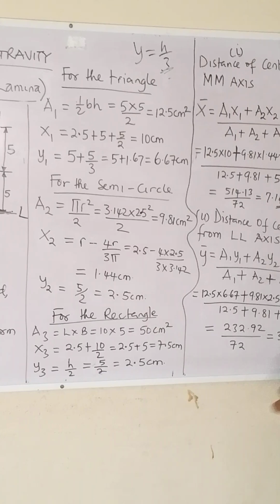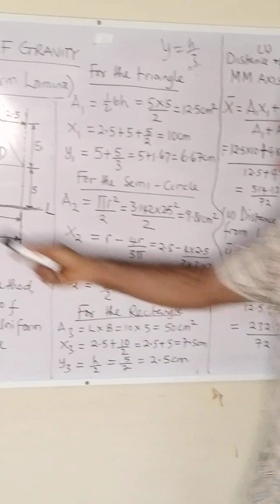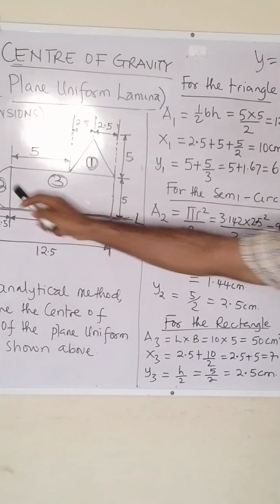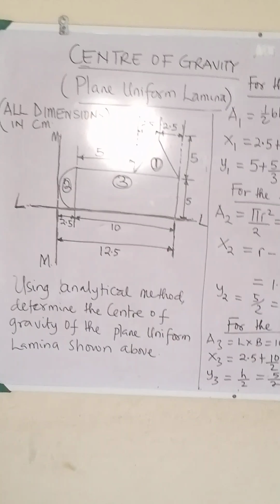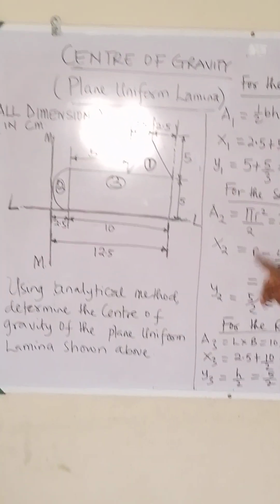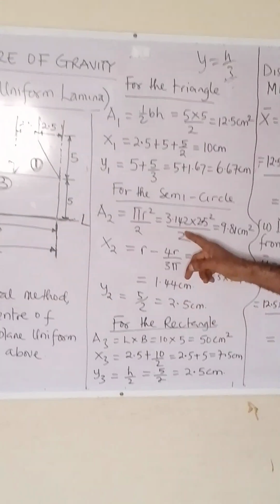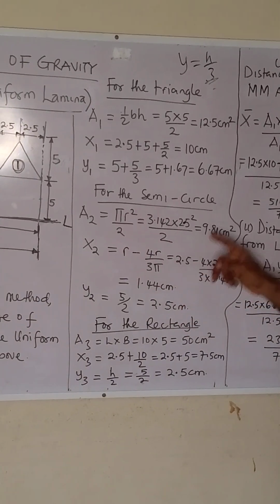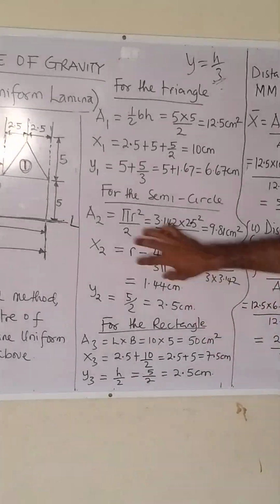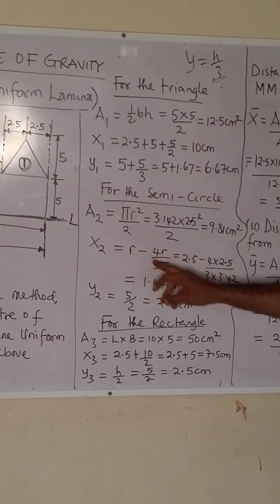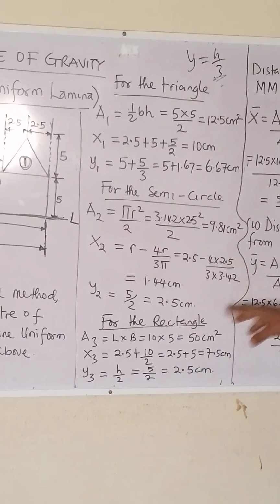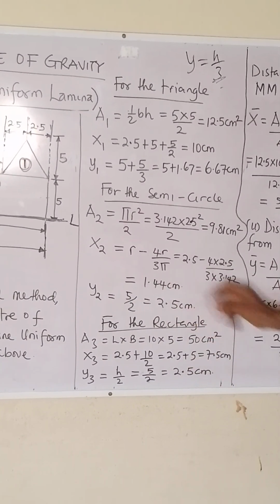And then for the x, from this point, we are considering this point down. So for the x of this semicircle, because it's attached to other shapes, this is the formula for calculating it. We have r minus 4r over 3 pi, because it is attached to other shapes. So this is the formula for calculating it, r minus 4r over 3 pi. And so when we bring in those values, you are going to have 1.44 cm.